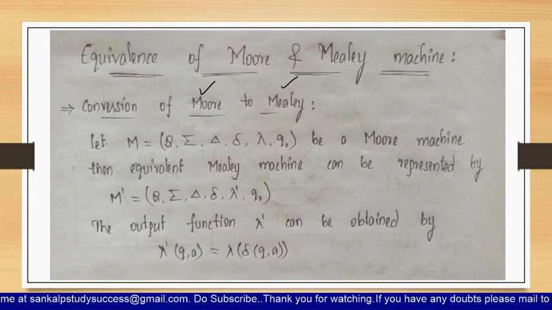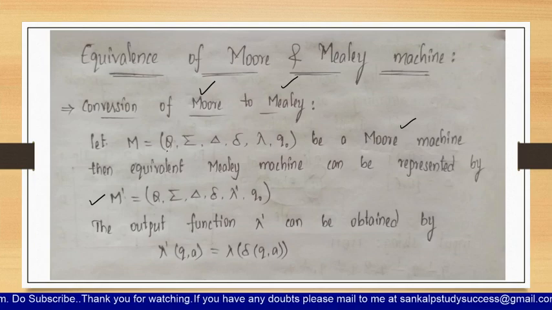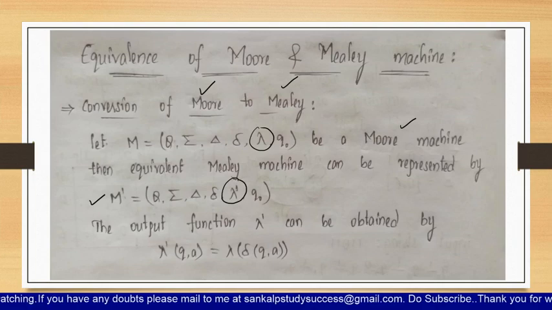So here let M be a 6-tuple notation where it says a Moore machine, and then if there is a Moore machine, then there will be an equivalent Mealy machine for the Moore machine. So this is the Mealy machine and it is represented by M dash. So here the number of states are the same in both the machines, and the input alphabet, output alphabet and transition function are also the same, but here lambda and here lambda dash are different in the Moore machine as well as in the Mealy machine.